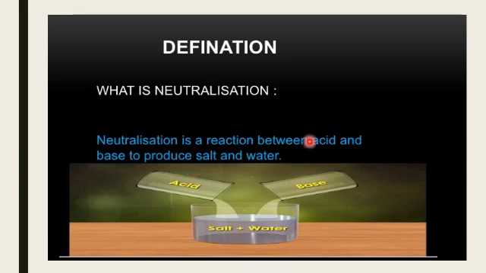Acids have pH 0 to 6 and base has pH 8 to 14. It means when acids and base react together to form salt and water, this reaction is called neutralization reaction. It means neutralization reaction has pH 7. So in neutralization reaction, acid reacts with base to produce salt and water.